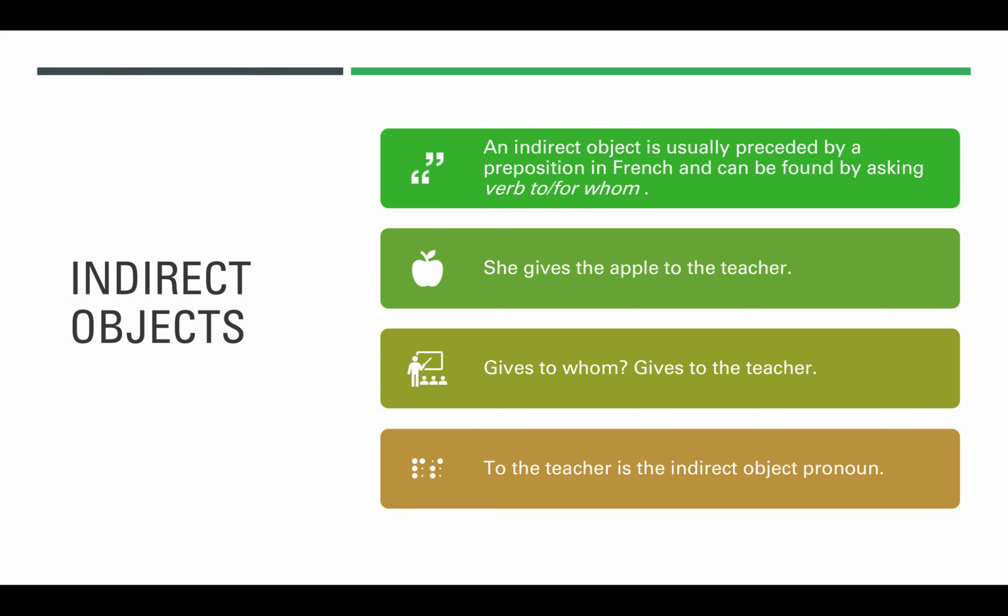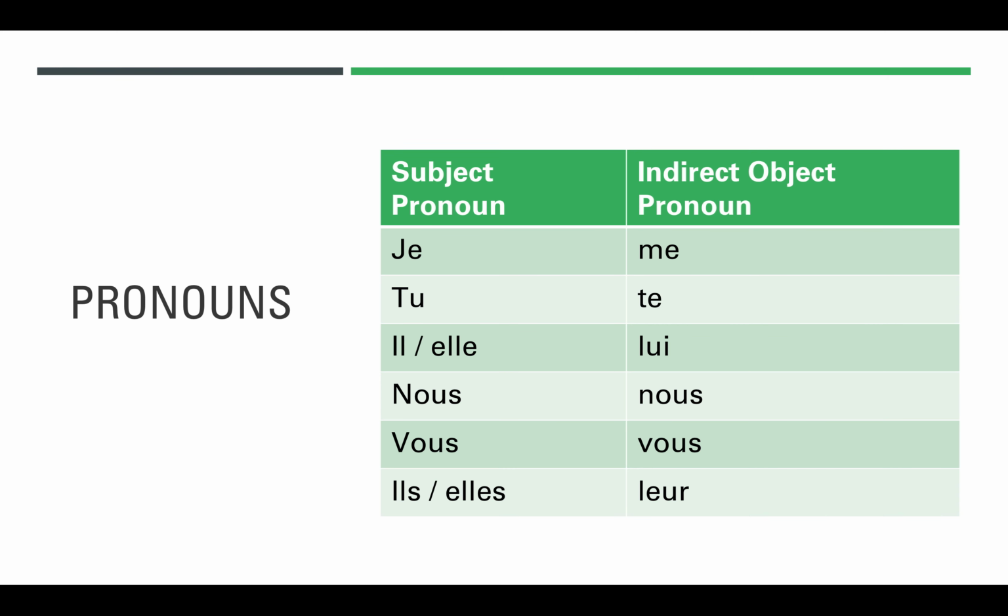This is going to become so intuitive to you as you work with these that you won't need to go through this to find the indirect object, but it is there if you need it. Okay, so what are those indirect object pronouns? Well, we have your subject pronouns, which are je, tu, il, elle, nous, vous, il, elle. Your indirect object pronouns are me, te, lui, nous, vous, leur.